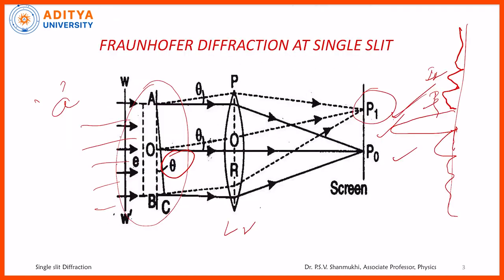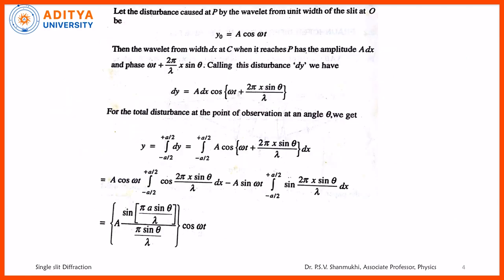due to the point wavefront at the point O, what is the disturbance? Actually, a wave is nothing but the disturbance of a particle of a medium. Due to the point wavefront, what is the disturbance created at P1? That disturbance is given by Y0, say. That Y0 is a sinusoidal wave. It is given by Y0 equals A cos omega t, where A is the amplitude.